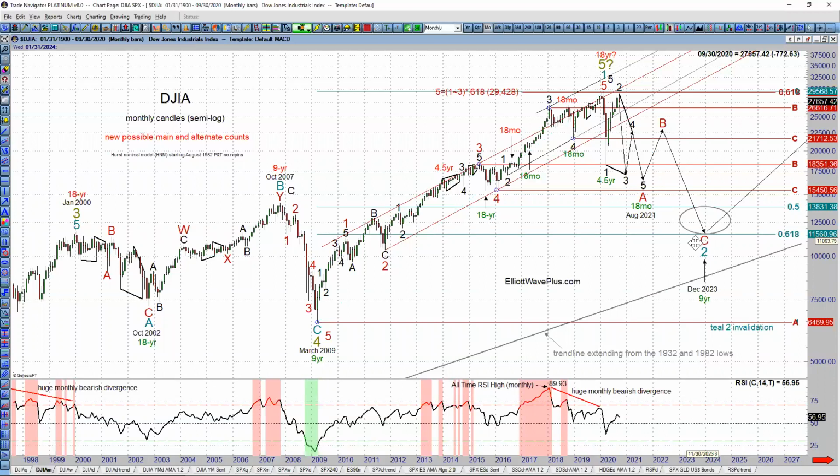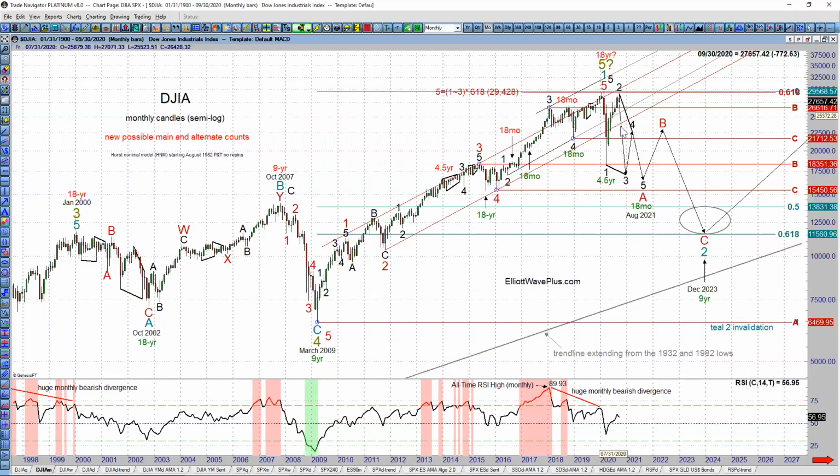I'm currently calling for a zigzag. It could be something else. Since my main count is that it would be a cycle degree wave 2, it could be a zigzag. It could be a flat. There are several different kinds of flats. It theoretically cannot be a triangle, or it could be a WXY complex correction. At this very early stage, I'm choosing to project it as a 5-3-5 zigzag. That is probably the most common structure for a wave 2.